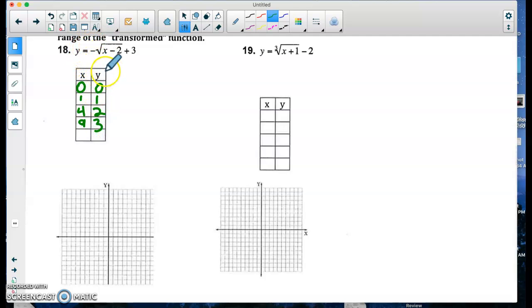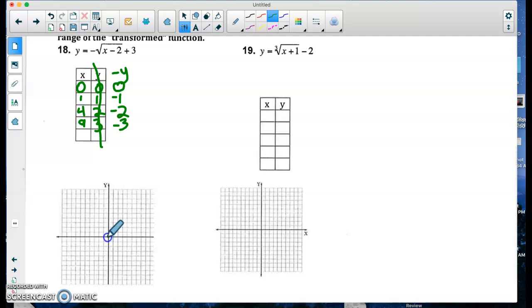This one, I need to add in a third column because I have something in front of my root. So this tells us you're going to apply a negative to all of your y's. Now, luckily, 0 doesn't have such thing as a negative 0, so that stays as a 0. This is now going to be negative 1. This is now going to be negative 2, and this is now going to be a negative 3. I'm going to get rid of my old y's, and now this is my new parent graph.